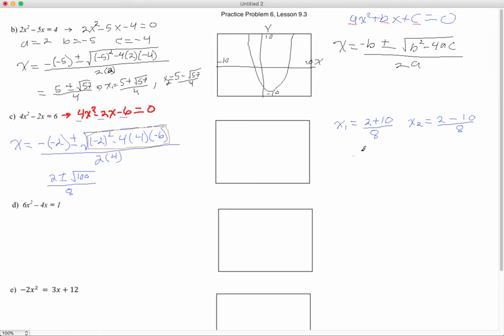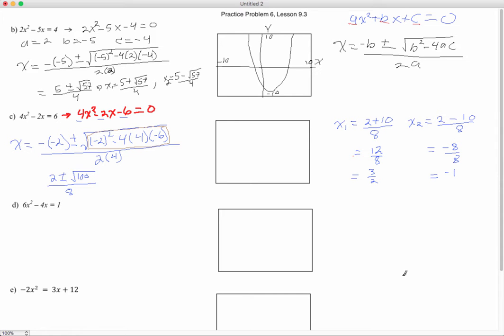Okay, so we get 2 plus 10. That gets me back 12/8. All right, so if we simplify 12/8, there's a common factor of 4 in the numerator and the denominator, and that's going to give us back 3/2. For x2, we're going to get 2 minus 10, which is going to give me back a -8. -8 divided by 8 is going to get me back a -1. So those are my two solutions done algebraically.